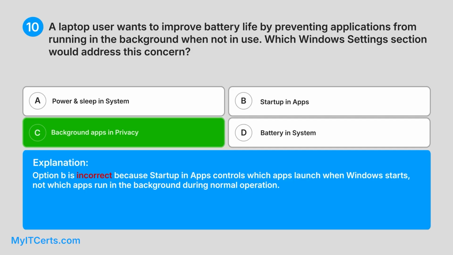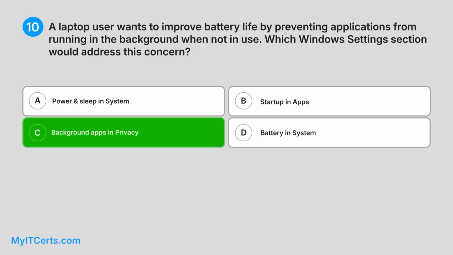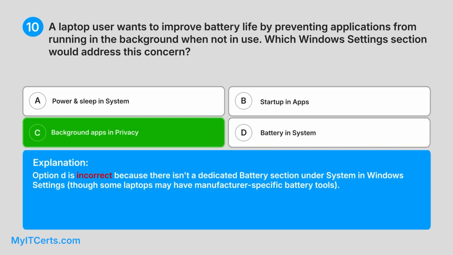Option B, startup in apps, is incorrect because startup in apps controls which apps launch when Windows starts, not which apps run in the background during normal operation. Option D, battery in system, is incorrect because there isn't a dedicated battery section under System in Windows settings, though some laptops may have manufacturer-specific battery tools.